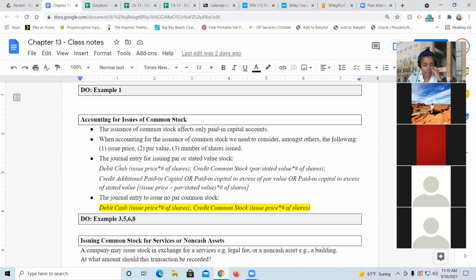We've already seen this play out in the journal entries: cash will always be debited with the issue price times the number of shares. Common stock is the par or stated value times the number of shares. And then you've got paid in capital in excess of par value, or in excess of stated value, and that's just the plug number, the difference between what you put in cash and what you put in common stock. Now we're going to come to the no par journal entry, and that's going to be even simpler, because there is no par value. Whatever you put in cash is the same thing that you put in as a credit to common stock. You can't split the credit between common stock and paid in capital in excess of par, because there is no par value. So it's going to be fairly simplistic.